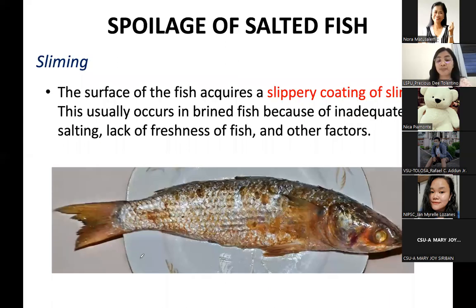So that is done. And we have the sliming. I think you have already experienced this, especially sa mga salted products. Sliming, from the term itself, pag nakita nyo to sa answer, slippery coating of slime. Ayan, madulas siya. So this usually occurs in brine fish because of inadequate salting, lack of freshness of fish, and other factors. So pag nakita nyo yung word na inadequate salting, lack of freshness of fish, si sliming na yan. And of course, yung pinaka-term dyan is yung word na slime.